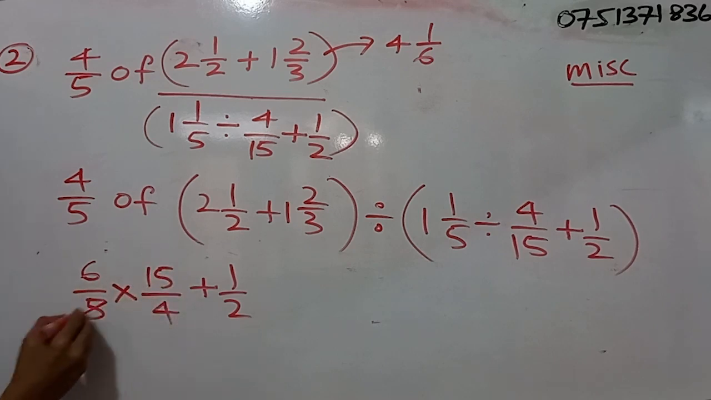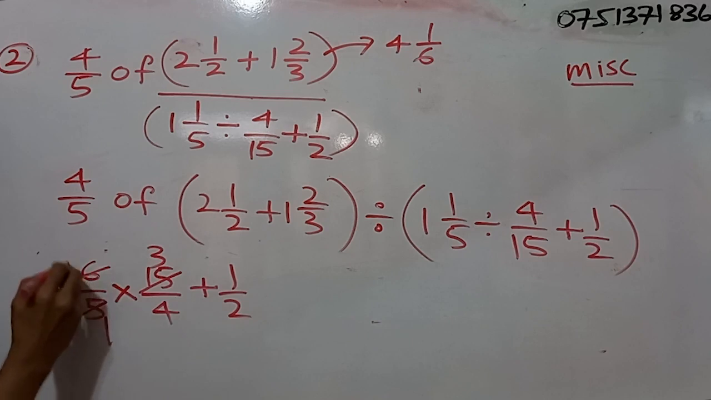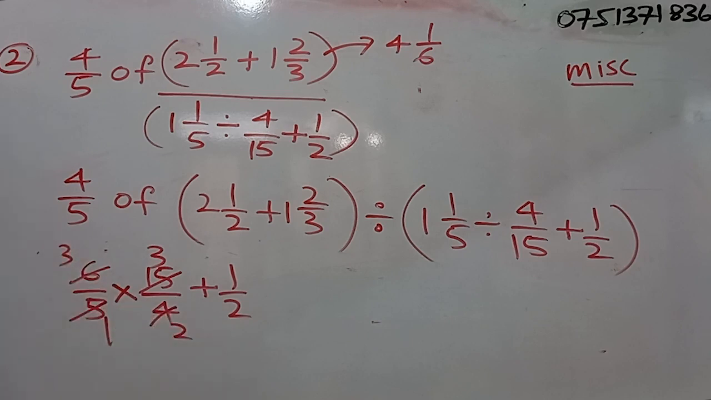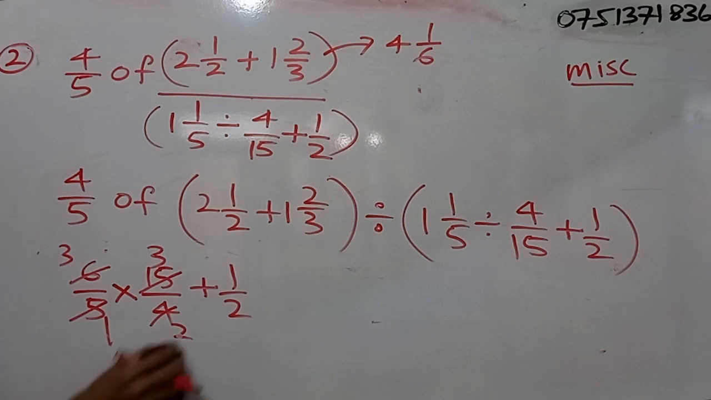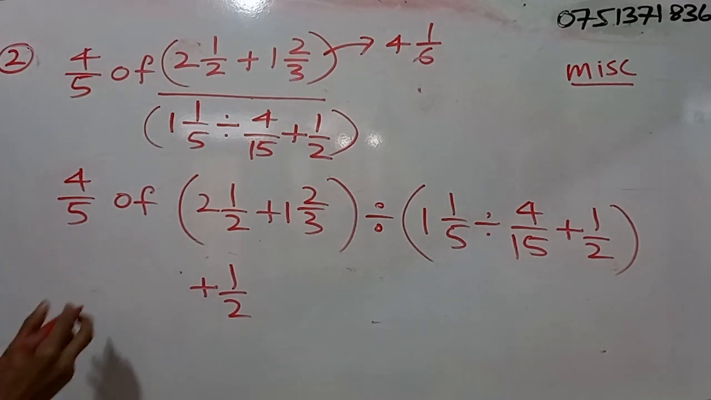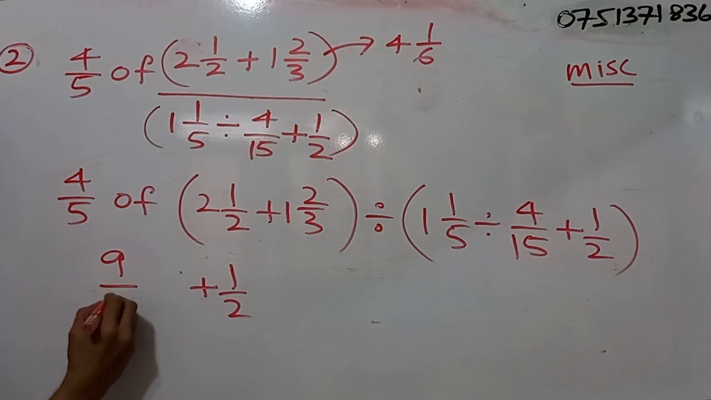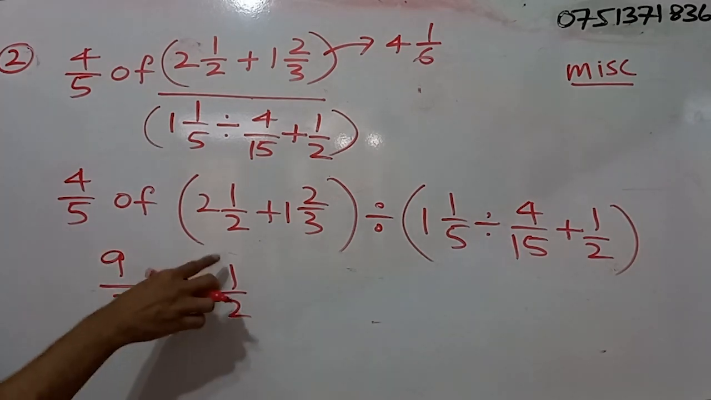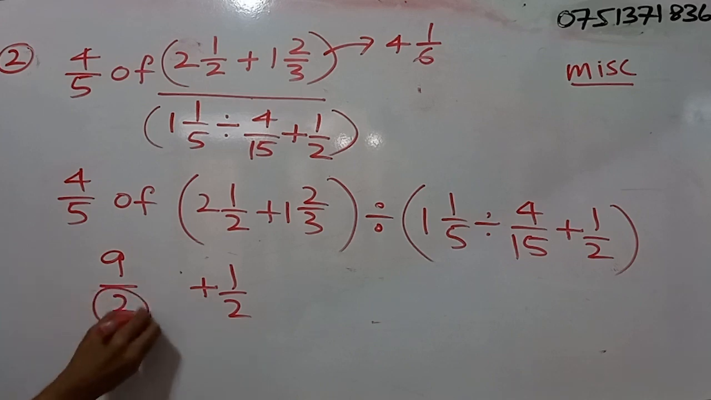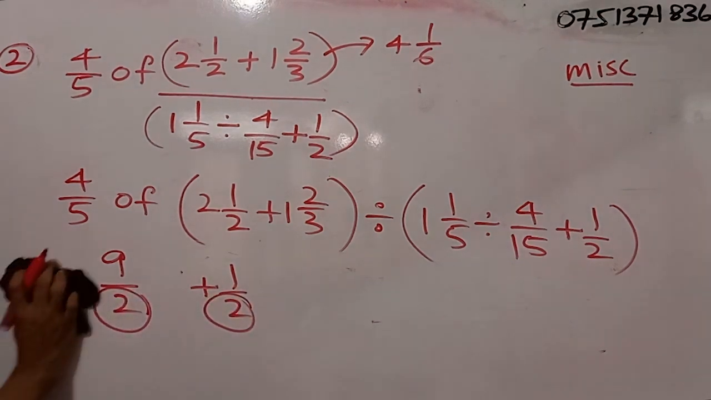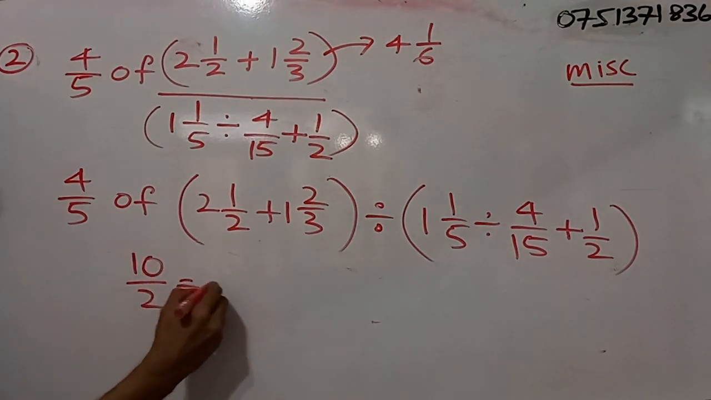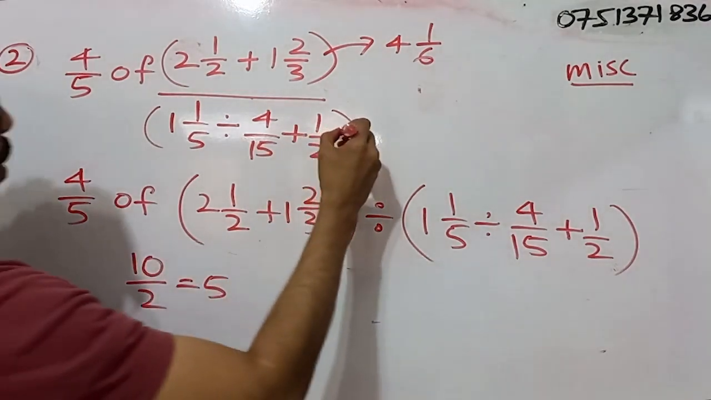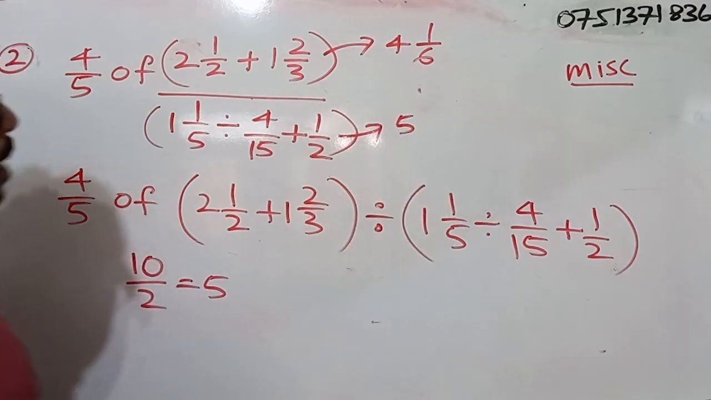15 by 4. 5 times 1, 5 times 3. 2 times 3, 2 times 2. So 3 times 3, that is 9. 1 times 2, that is 2. So here what will we get? 9 by 2. 9 by 2 plus 1 by 2 or 1 half. What is that? Denominators are same. So we get what? 10 by 2. 10 by 2. What does that mean? 5. So when we simplify this part, we get what? 5.